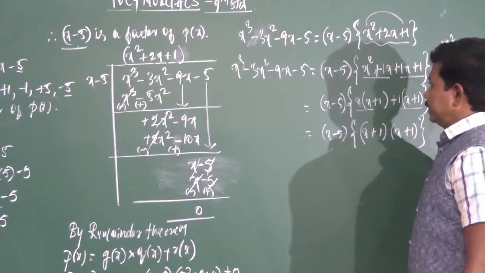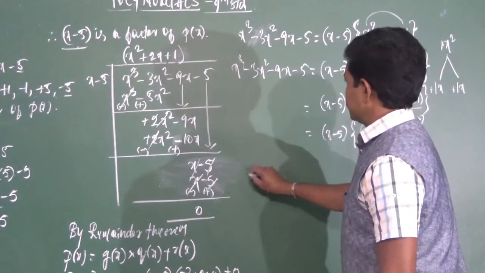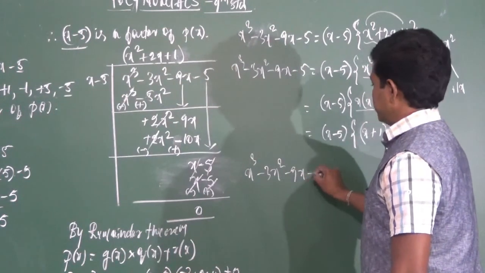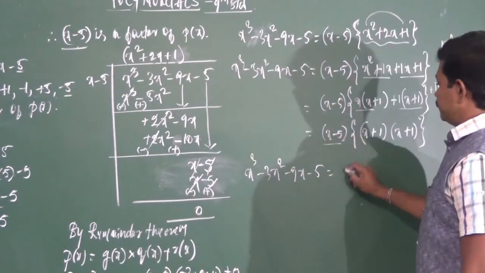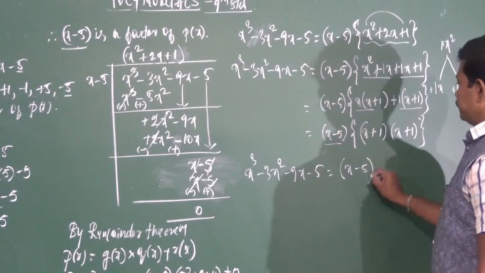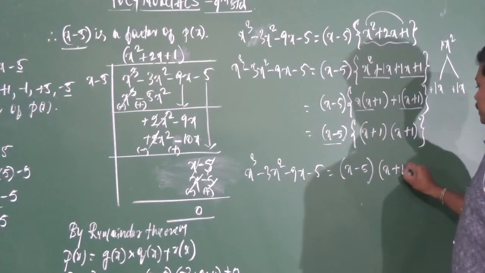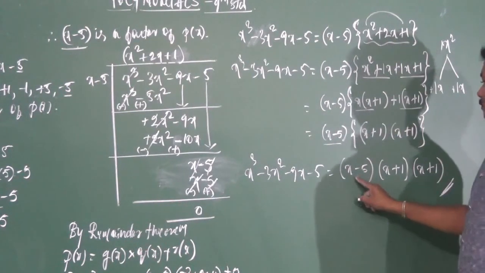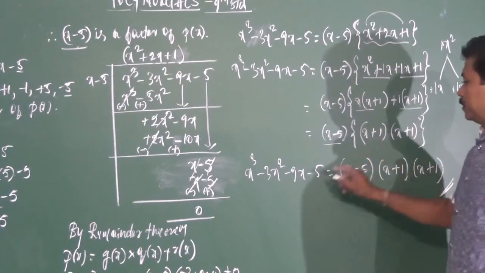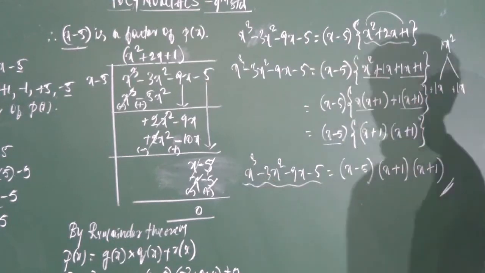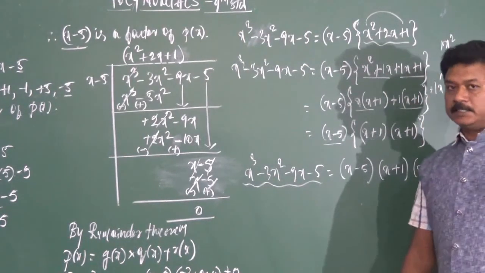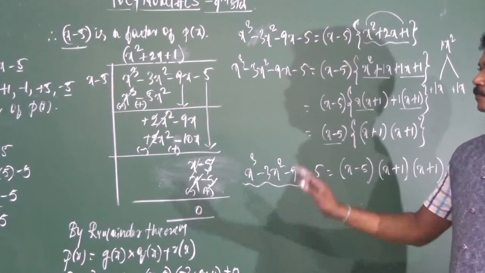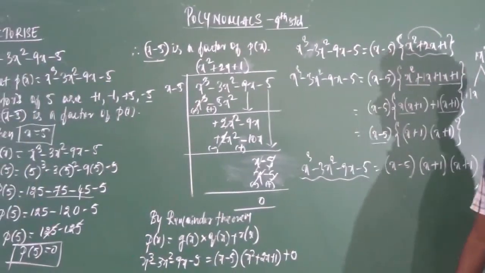So we can write the factors now: x cube minus 3x square minus 9x minus 5 is equal to x minus 5 into x plus 1 into x plus 1. So here x minus 5, x plus 1 and x plus 1 are the three factors of x cube minus 3x square minus 9x minus 5. So this is the method to find the factors for a cubic polynomial, right?